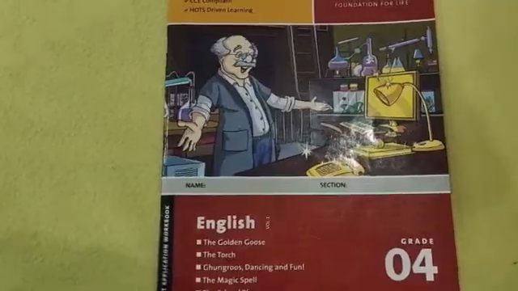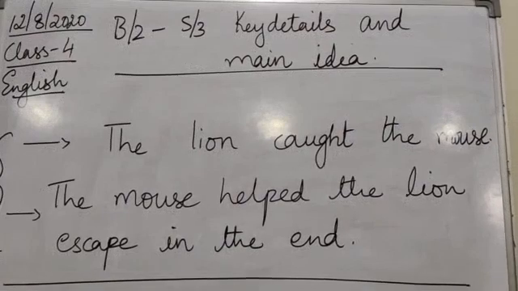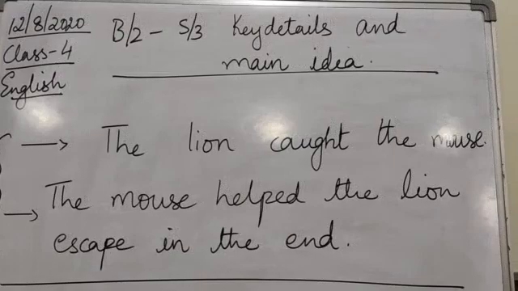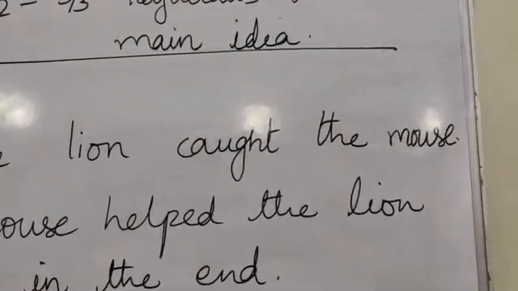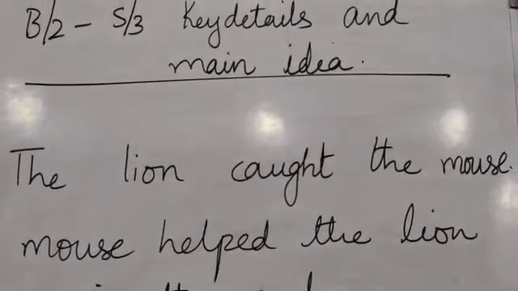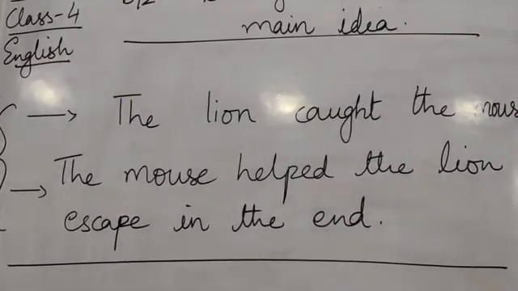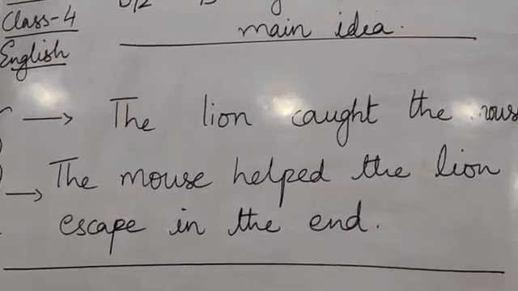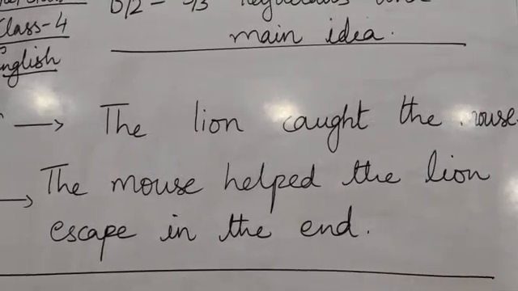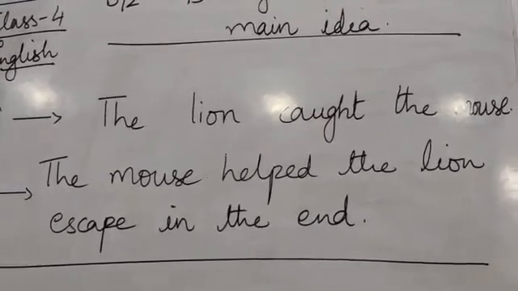Okay. Can you see? Here I wrote the first sentence: The lion caught the mouse. This is the mouse, children. The first sentence is, the lion caught the mouse. Second sentence, I wrote, the mouse helped the lion escape in the end.